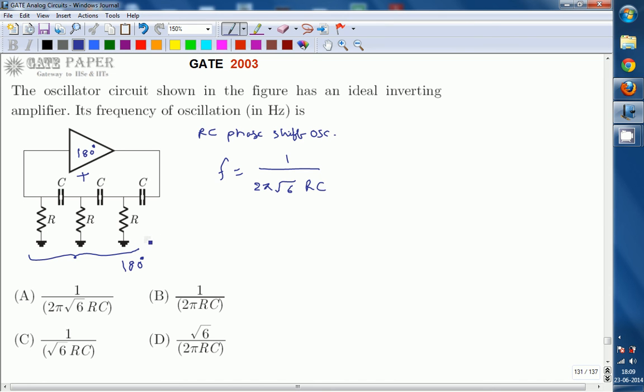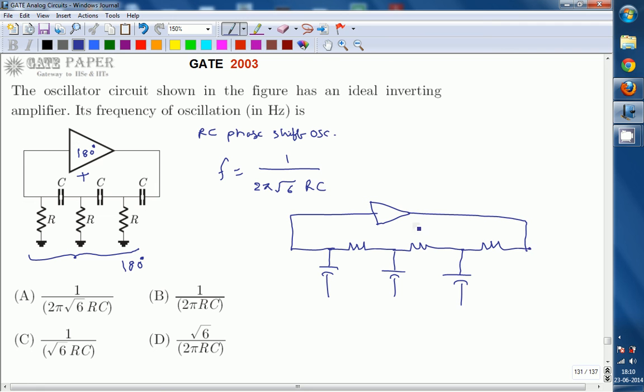There may be some other circuit also where the RC network can be used in this way. This is also an RC network. So if the RC network is replaced with this RC network, what will be the frequency of oscillations? What will be the frequency of oscillations if you replace it with the ideal inverting amplifier along with this network?